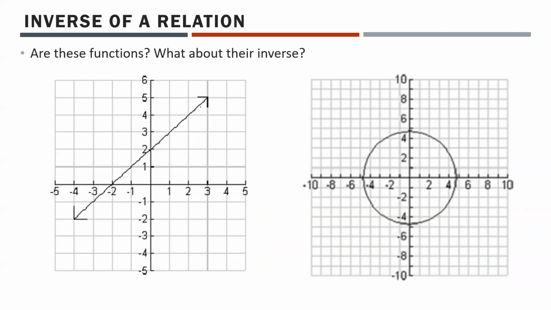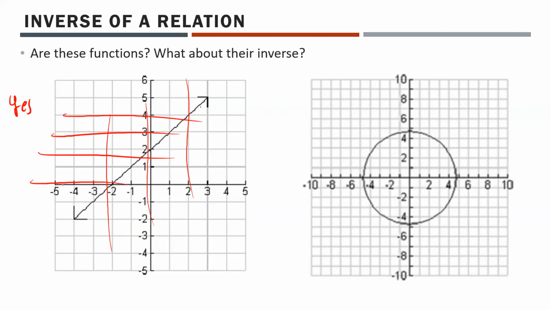So first question here, are these two graphs functions and what about their inverse? Well, let's look at the one on the left. Notice it would pass the vertical line test, no problem. You could draw a vertical line anywhere. It's only going to pass through once. So yes, it is a function. Well, what about its inverse? We'll use a horizontal line test. The horizontal line test looks like it's passing that one too. So yes and yes.